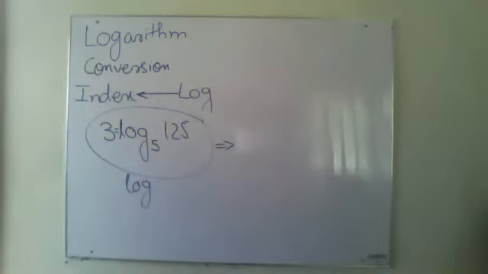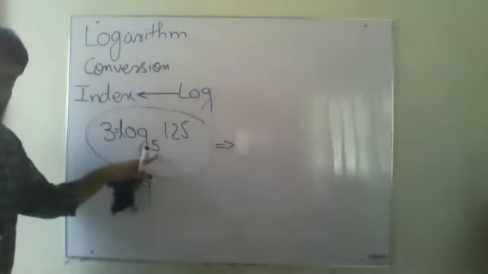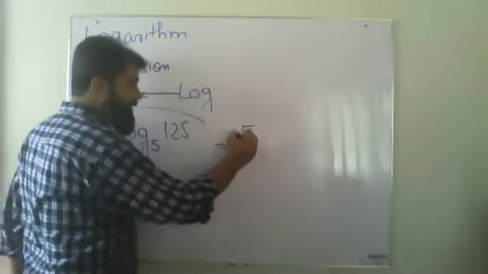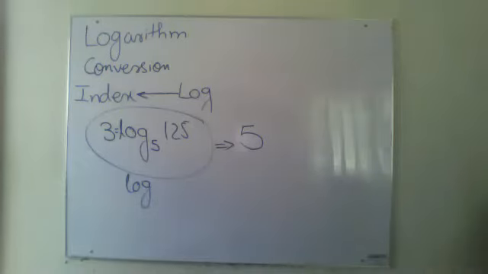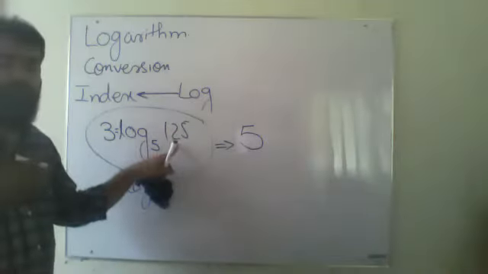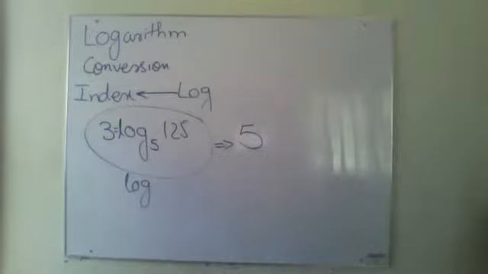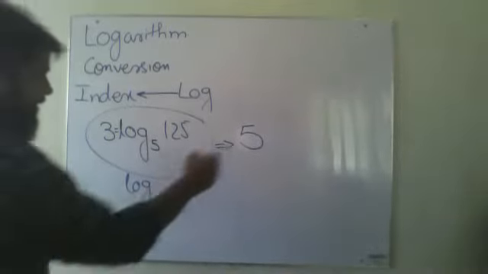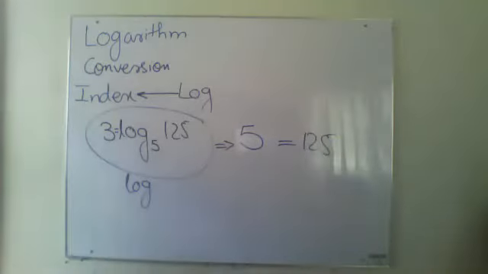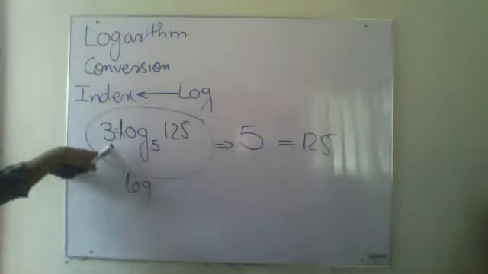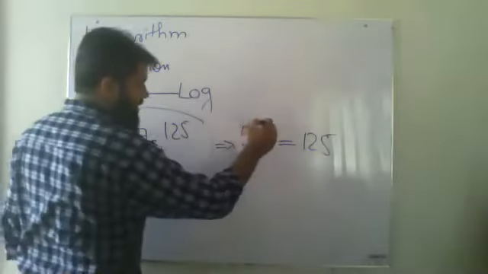So how am I going to convert it? I remember that whatever is the base of log is also the base in the index form. That is the first thing I remember. Second thing, I remember that 125 is the answer of the index form, so I will write 125 over here. Now, what is remaining? This 3. Where should I place this 3 to make both sides equal? I should place this 3 over here.